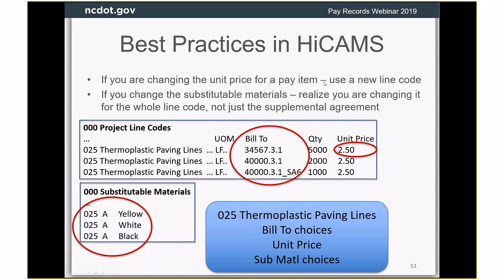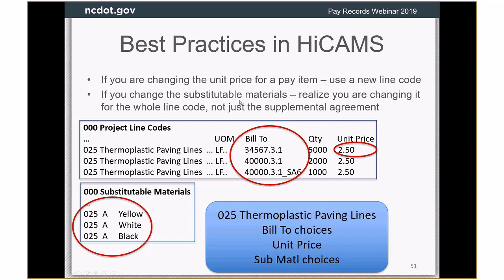So if you're changing the unit price for a pay item, use a new line code, because we might want to have 25 thermoplastic paving lines at $2.50, and then you could put in another line code which might be 150 for thermoplastic paving lines at $2.75.